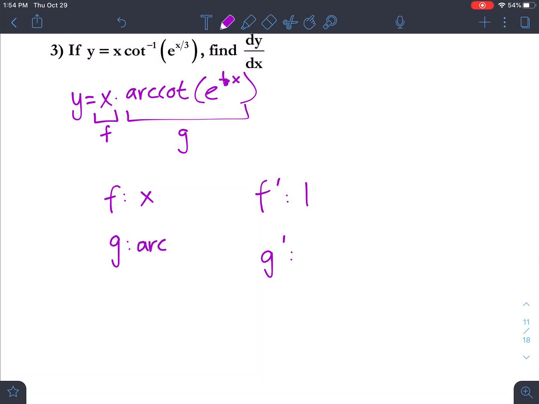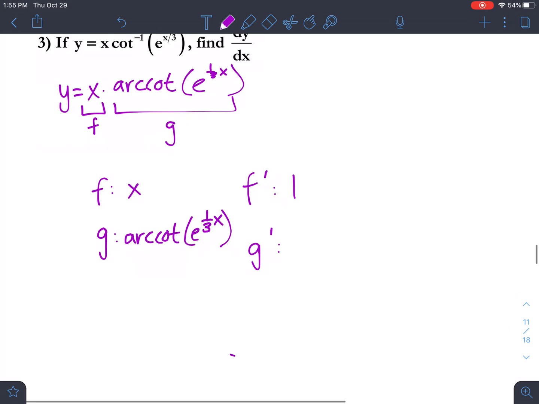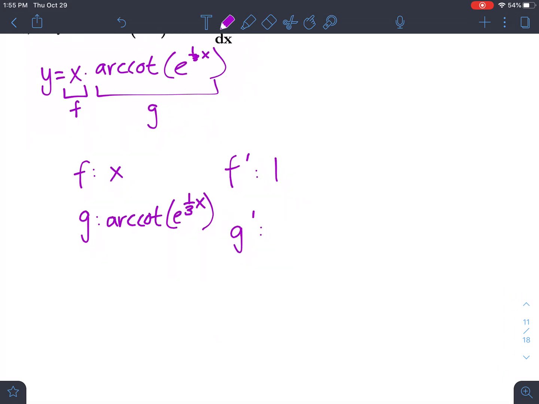G is arc cotangent of e to the 1/3 x. The derivative, this is where it gets kind of fun. Take a look up at the top of your notes if you need. It's -1 over u squared plus 1 times the derivative of u.